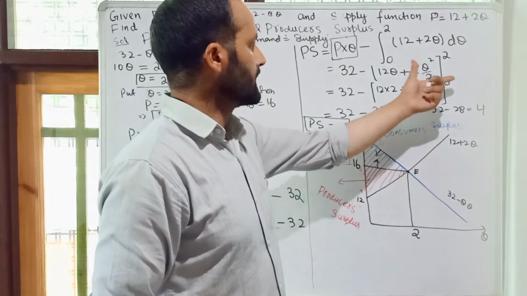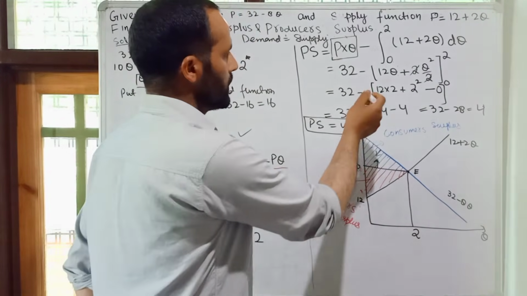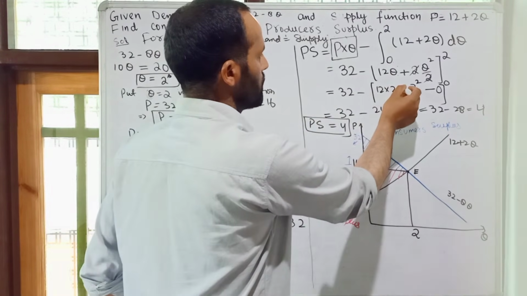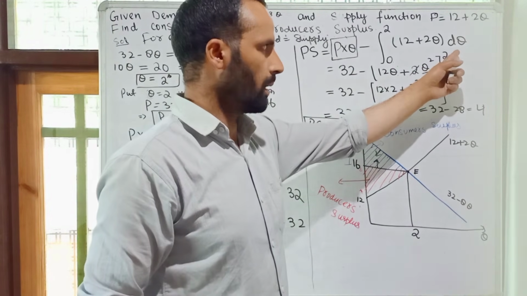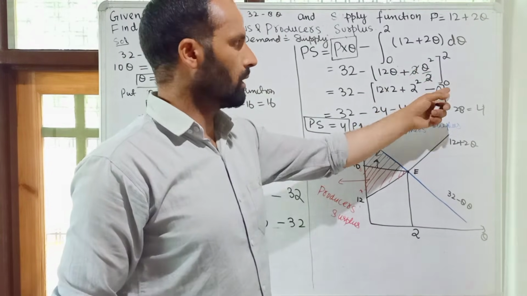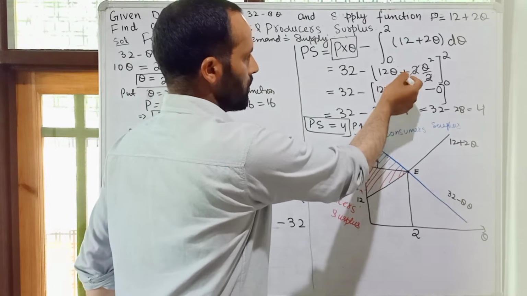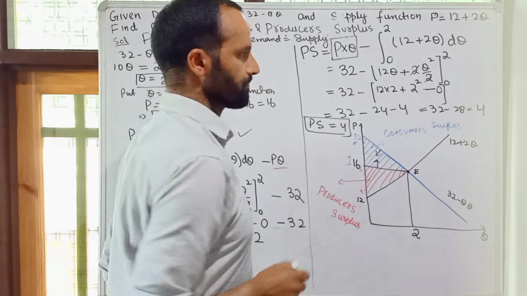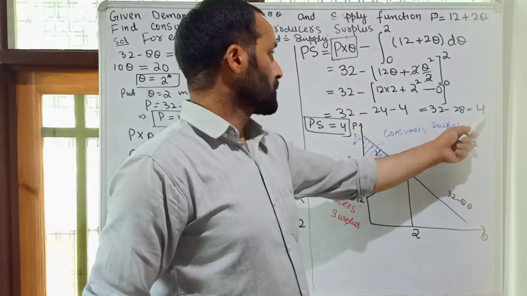Now we have to evaluate this from the lower limit 0 to the upper limit 2. That is, we put the value of 2 in place of Q here, that is 12 into 2 plus 2 squared, evaluating at the upper limit, minus the same terms evaluated at the lower limit. Here the lower limit is 0, so 12 into 0 is 0 plus 0 squared is also 0, so 0 plus 0 is 0. So I have subtracted this 0 from these terms. Now after solving we got the producer surplus 4.